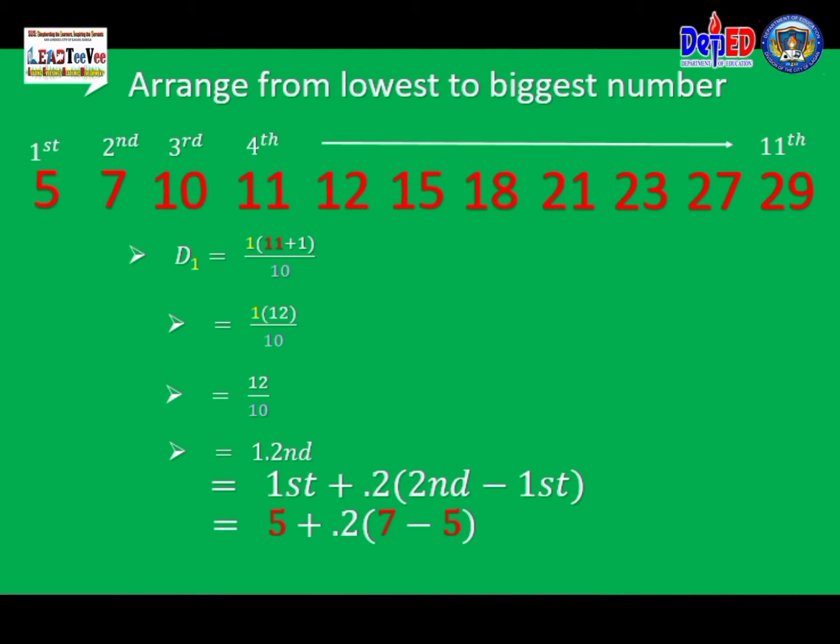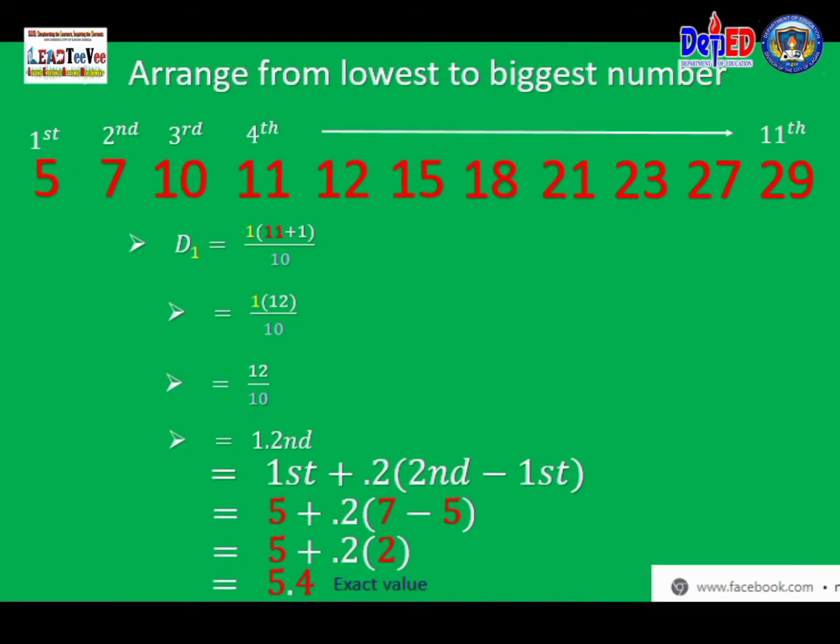So follow the order of operations. Let's solve the inside of the parentheses. 7 minus 5 is 2. Copy the rest, then multiply before we add. So 0.2 times 2 is 0.4, plus 5 is 5.4. So 5.4 is the exact first decile.